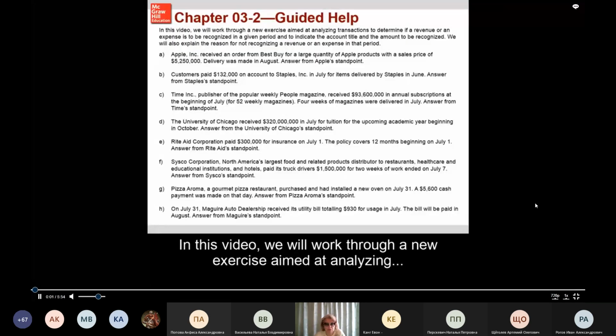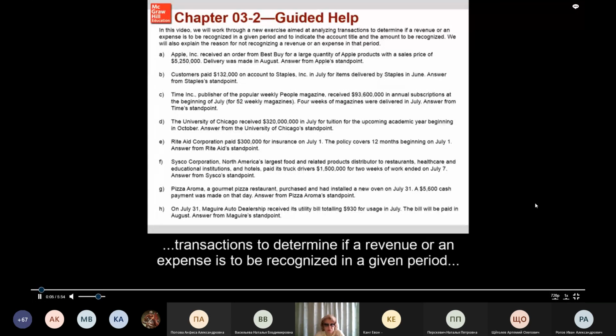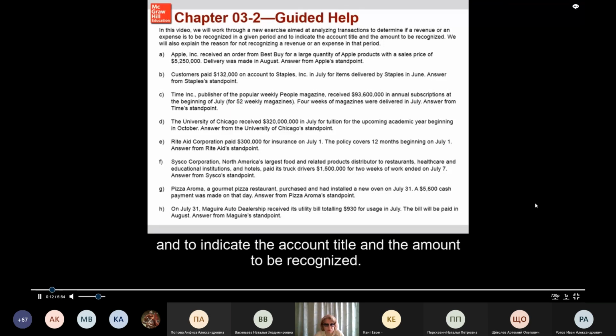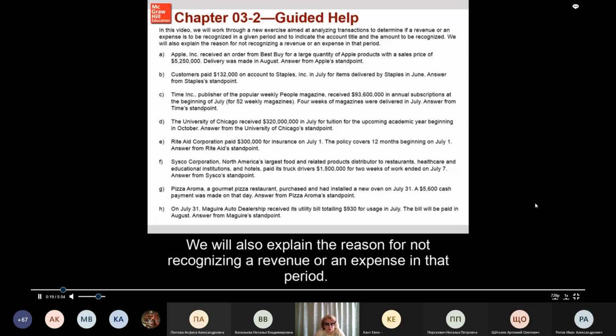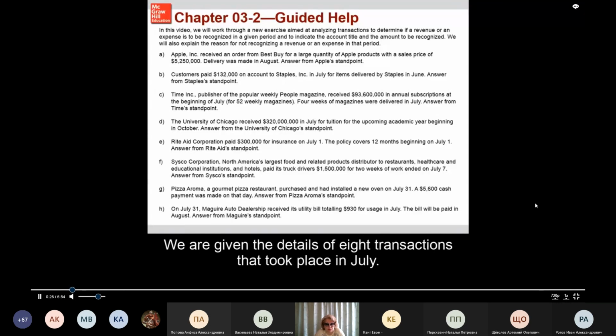In this video, we will work through a new exercise aimed at analyzing transactions to determine if a revenue or an expense is to be recognized in a given period, and to indicate the account title and the amount to be recognized. We will also explain the reason for not recognizing a revenue or an expense in that period. We are given the details of 8 transactions that took place in July.